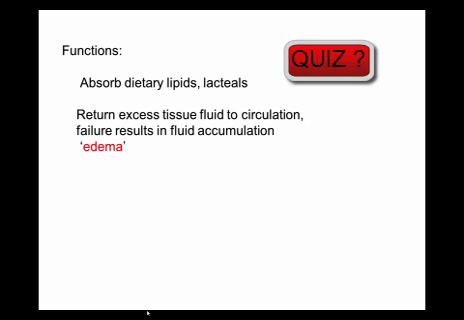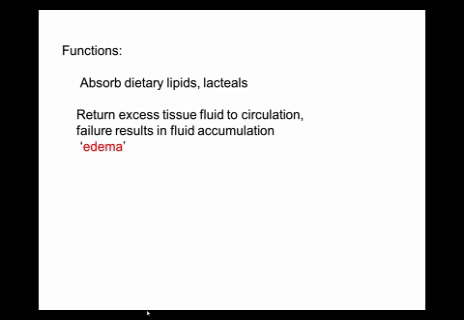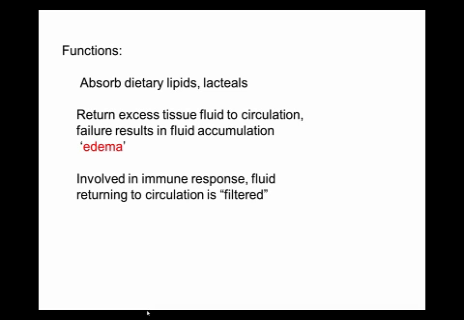We saw in the previous lesson how water is forced out of the capillary beds and accumulates as tissue fluid. If this is not returned to the circulatory system, we get a situation called edema, which is swelling caused by tissue fluid accumulation. Also, as that tissue fluid is being returned to the circulatory system, it can be filtered. If there are pathogens or toxins, anything that could be harmful, the immune system can recognize those as the lymph is being filtered and initiate the immune response.